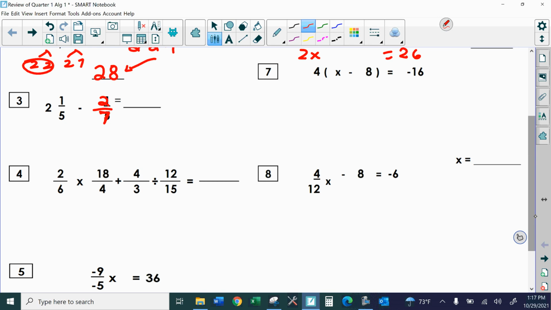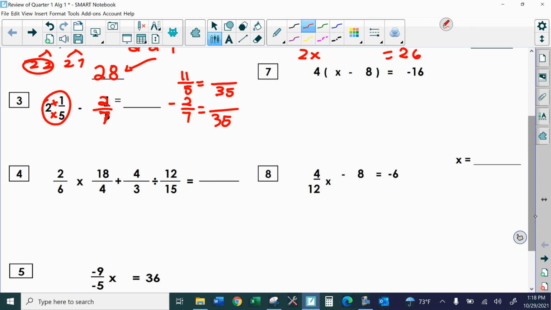All right, so most people will go with changing the mixed number to an improper fraction. How do you do that? 2 times 5 is 10, plus 1 is 11. So I have 11 over 5, and I have minus 2 7ths. Okay, I get myself a common denominator. Common denominator between 5 and 7 is 35.